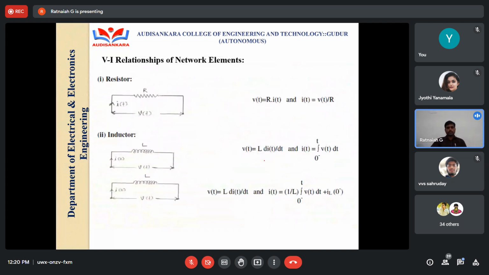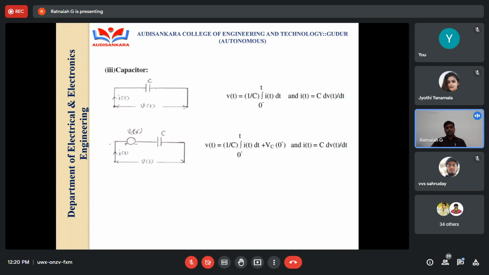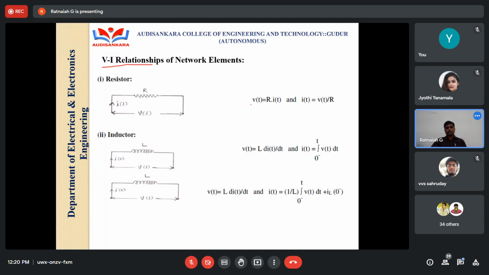Coming to the first one, resistor. Here I am going to recall the relationships between the network elements. If we take a resistor, what is the relation between voltage and current? If we take an inductor, what is the relation between voltage and current? If we take a capacitor, what is the relation between voltage and current?